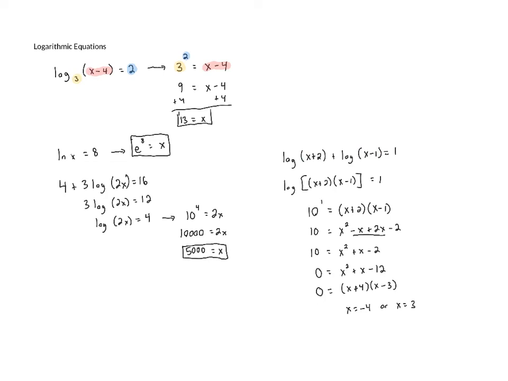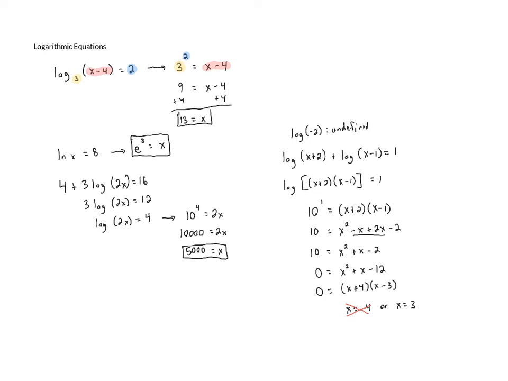Now here's a problem. If we try and use negative 4 as a solution, then when we plug it in, negative 4 minus 2 is negative 2, and we've got log of negative 2, which is undefined. So x equals negative 4 is actually not a solution. It is an extraneous solution.